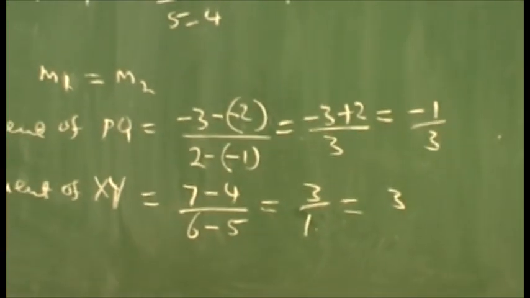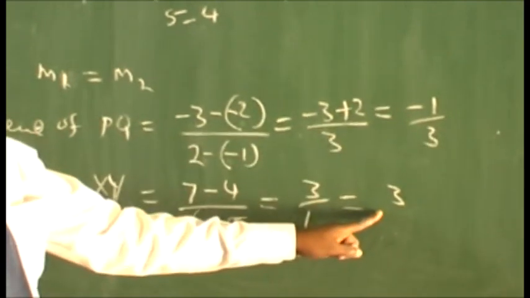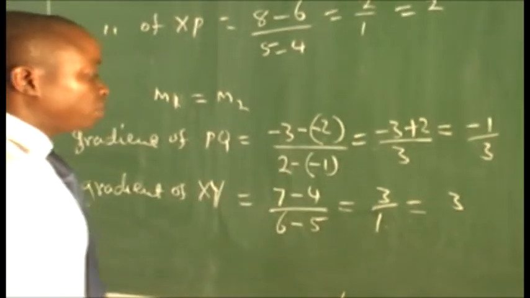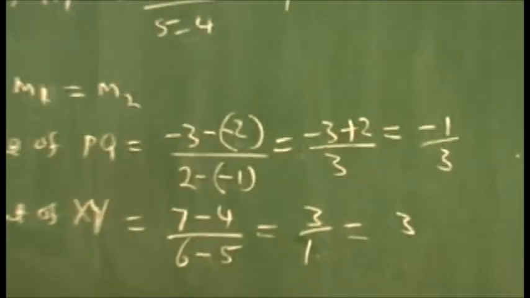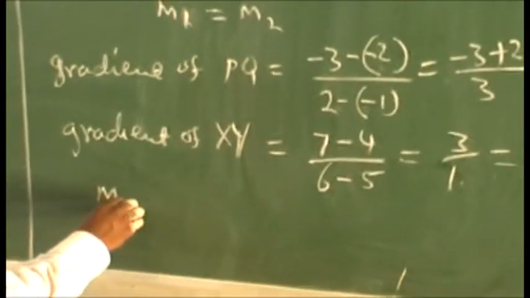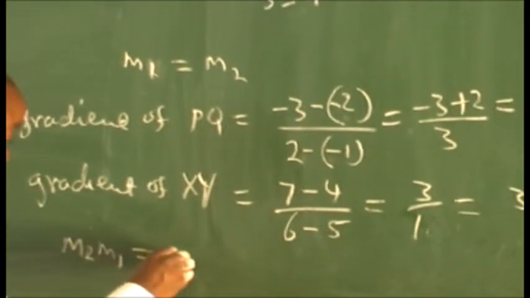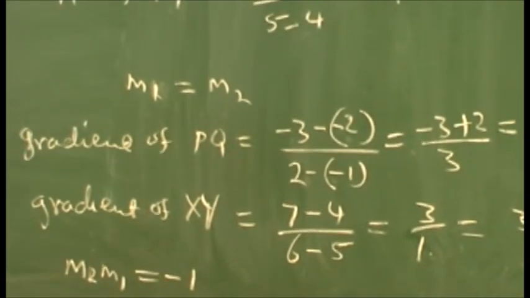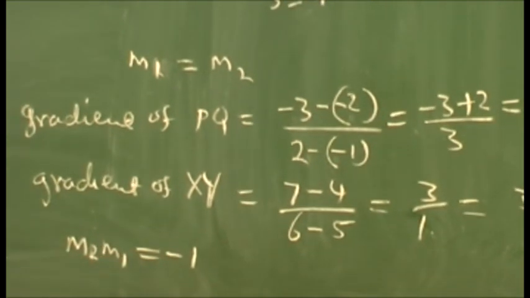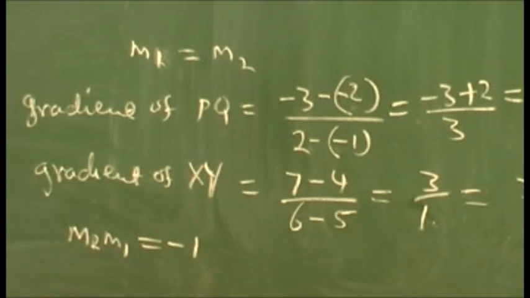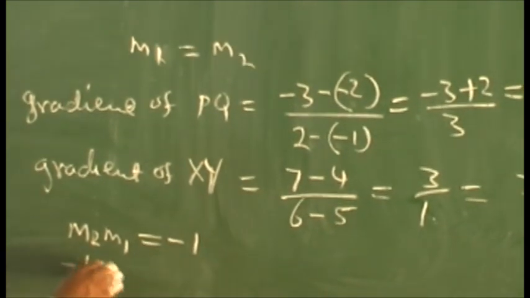Now, I have seen that the gradient of this one is not equal to the gradient of this one. So, for me to investigate whether they are perpendicular, we have seen that m1 times m2 must be equal to minus 1. If it is equal to minus 1, then we will conclude that they are perpendicular. Therefore, m2 m1 will be minus 1 all over 3 times 3.